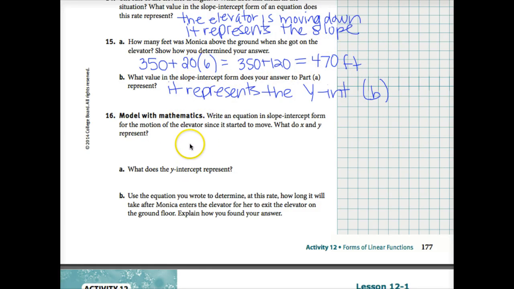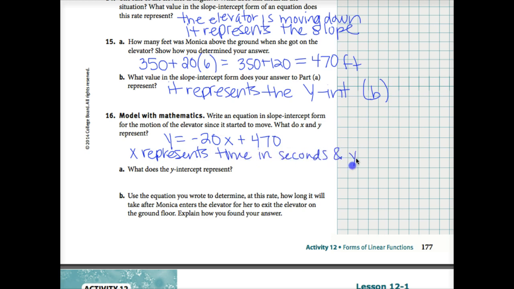So when we write the equation in slope-intercept form, then we would write y equals negative 20, because that was the rate, x, and then plus, where she started above ground was 470 feet. So what do x and y represent? X represents time in seconds. And y represents height in feet.